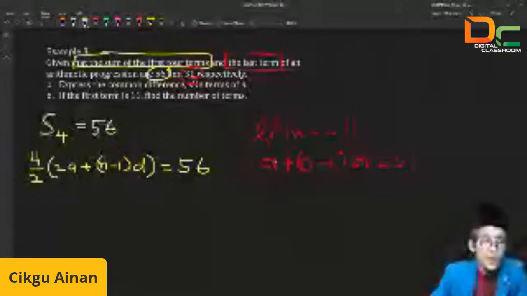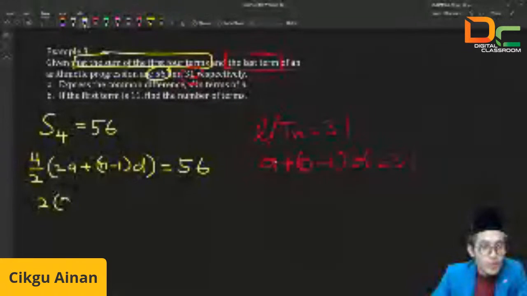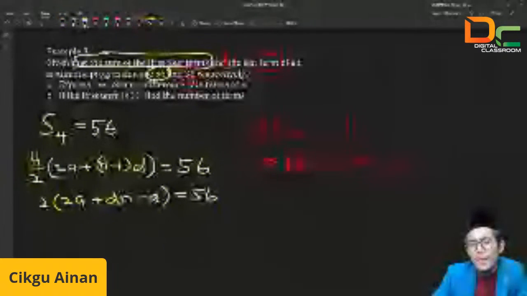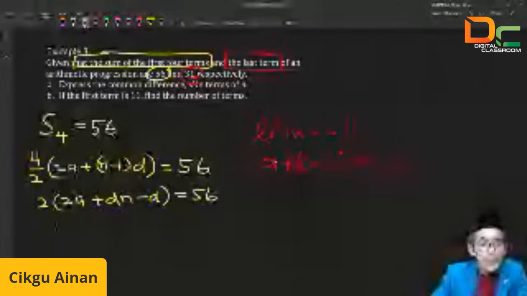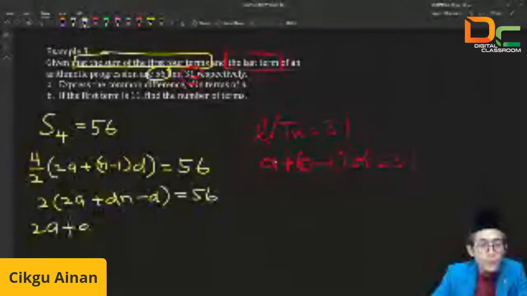Okay, and then what to do? The yellow one we can simplify further. This one we merely substitute the values into the formula. So 4 by 2 is 2. Okay, and then 2a plus this one multiply, dn minus d, 56. Now what else? We divide by 2, 56 divide by 2. So 2a plus dn minus d equals 56 divided by 2 is 28. 28, correct.